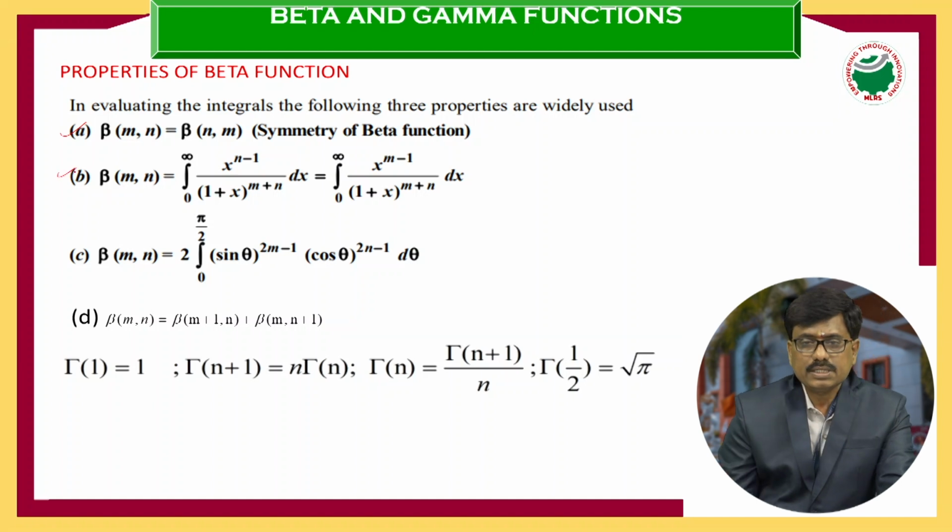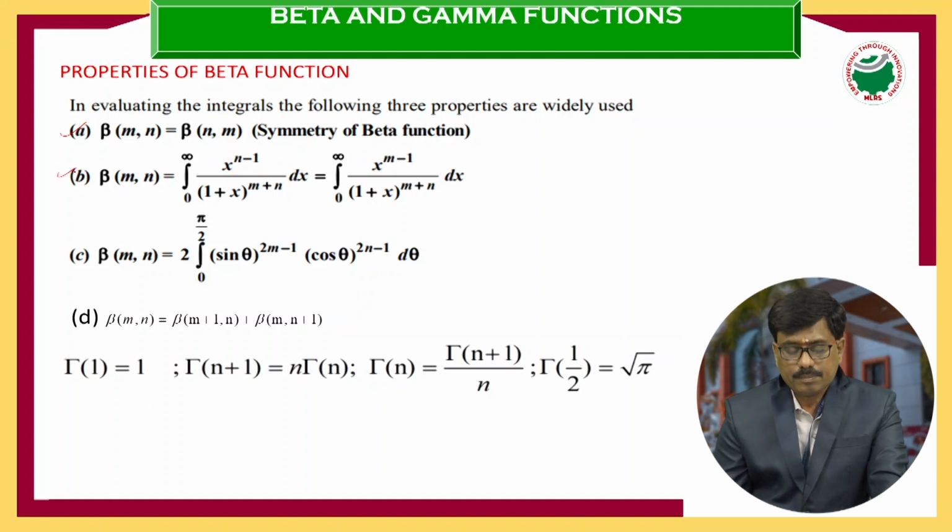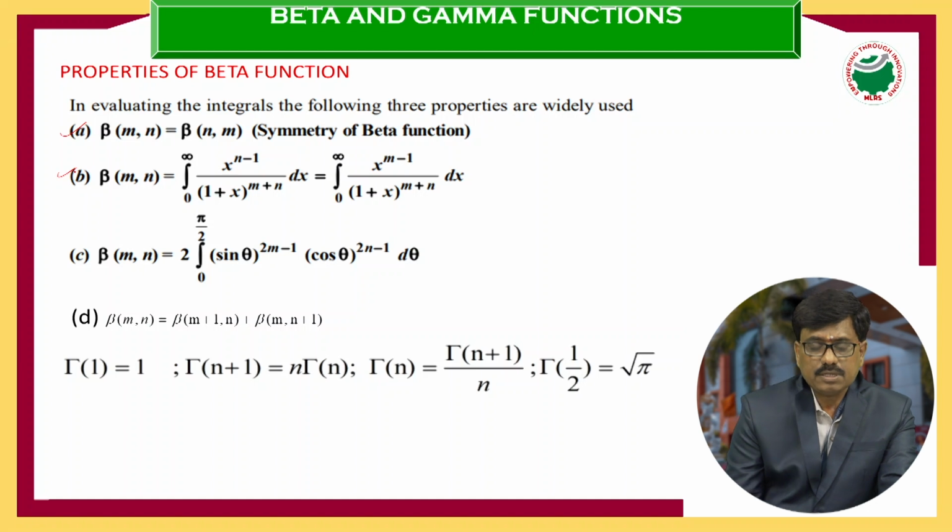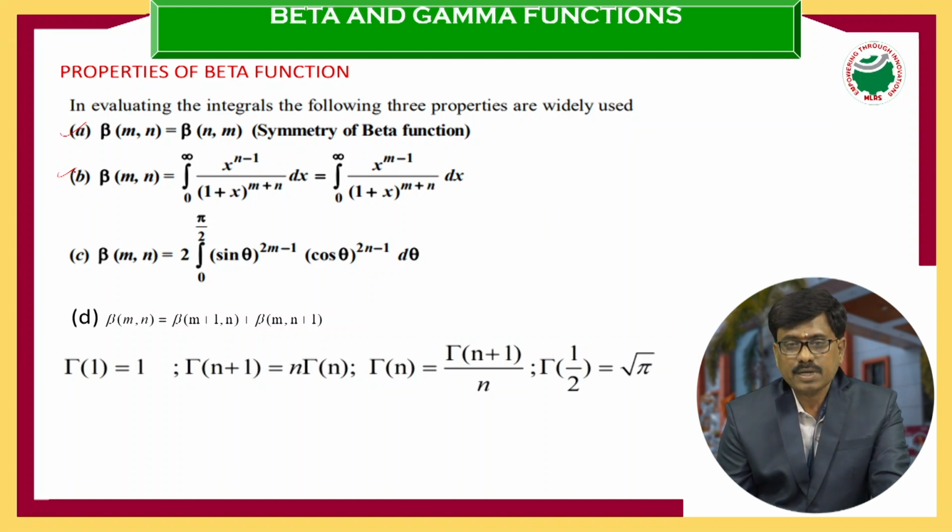And the second property is called the integral property of the beta function. Beta of m comma n equal to integral 0 to infinity x power n minus 1 by (1 plus x) whole power m plus n into dx. I can rewrite it in terms of n, I can use m: integral 0 to infinity x power m minus 1 by (1 plus x) whole power m plus n into dx. This is called the integral form of the beta function.